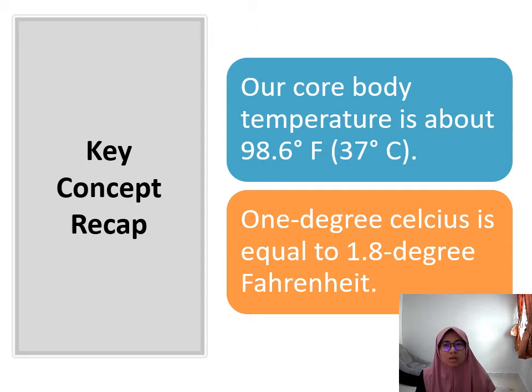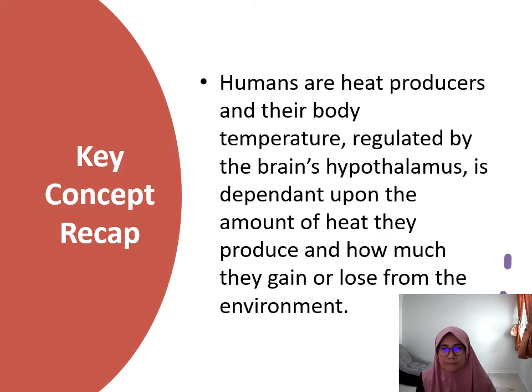Okay, now we move to regulation of body temperature. So our body temperature is about 98.6 degrees Fahrenheit or 37 degrees Celsius. Usually we use Celsius. Okay, so 1 degree Celsius is equal to 1.8 degrees Fahrenheit, and that's why the value in Fahrenheit is higher than in degrees Celsius.